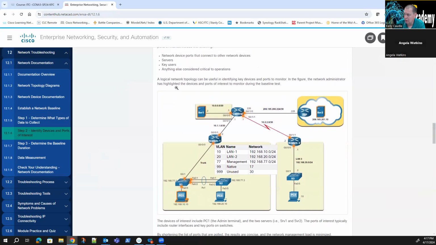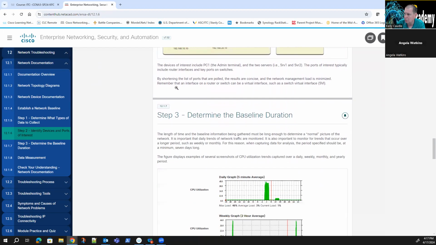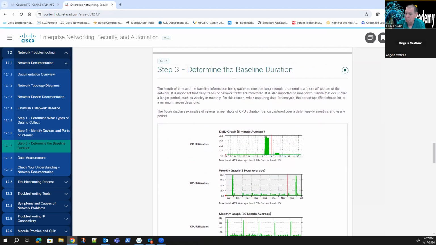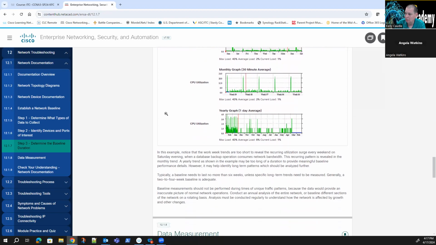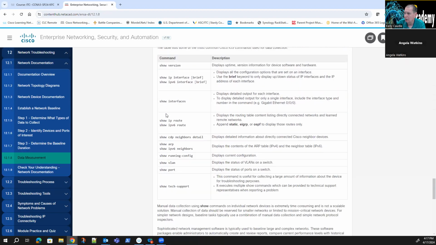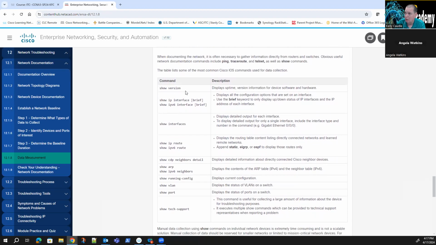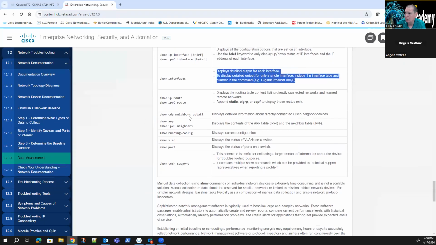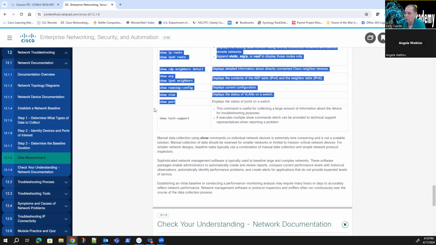Now, a couple things here. They're looking at points of interest. There are multiple ways of doing baselines. Most of it is going to be done with some type of span port and an analyzer to look at data traffic. It could be looking at NetFlow, looking at flows across the network. But a lot of the things we can do from a command line standpoint are things like show ip interface brief, show interfaces, which can also show you the load on an interface, show CDP neighbors, show LLDP neighbors, show port, show tech-support.